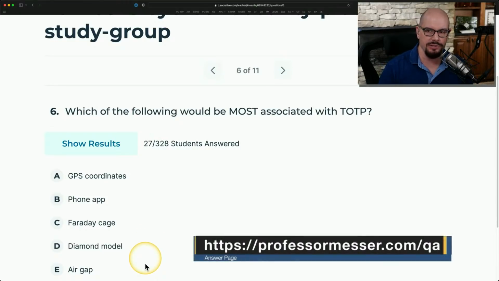If you think you know the answer, there's your link. Go to professormesser.com/QA and lock your answer in right there. Please no answers in the chat room. Please no hints in the chat room. I want to see how you do with this one.